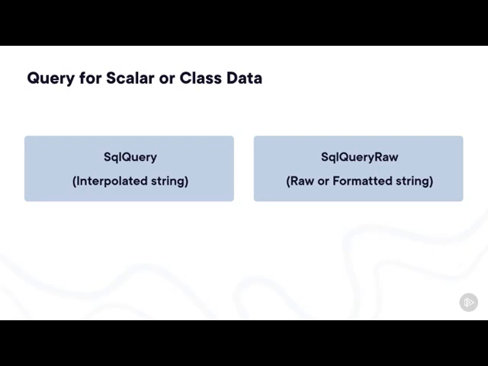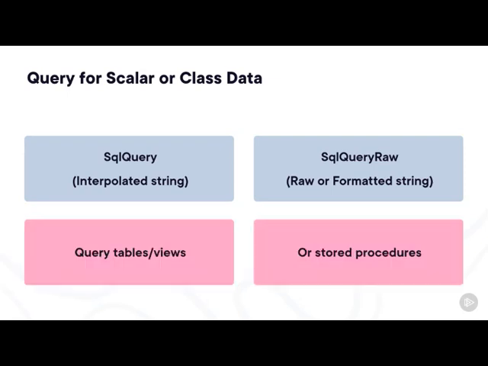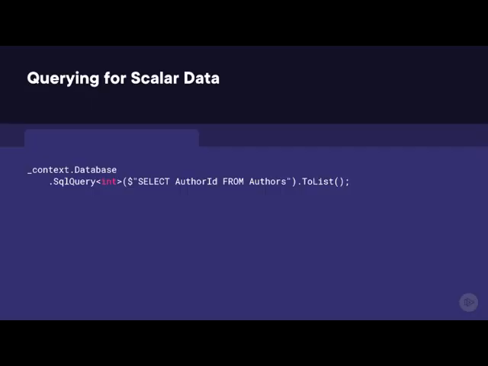Whether you're returning scalar data or objects, you can use SqlQuery with an interpolated string or SqlQueryRaw with a regular or formatted string. The benefits are the same here as they are with the DbSet FromSql and FromSqlRaw methods, including the fact that you can write queries against tables and views or execute stored procedures. Let's start with some scalar query examples.